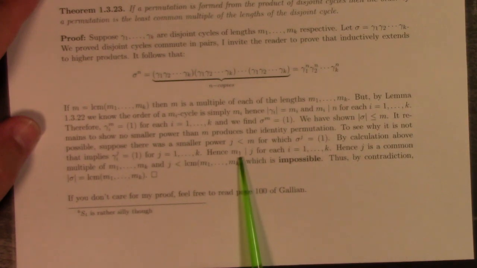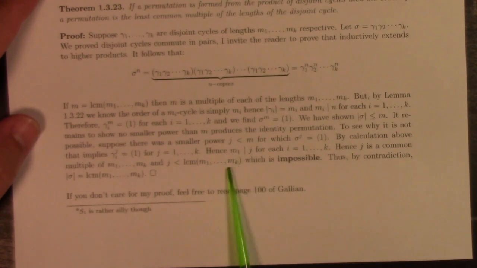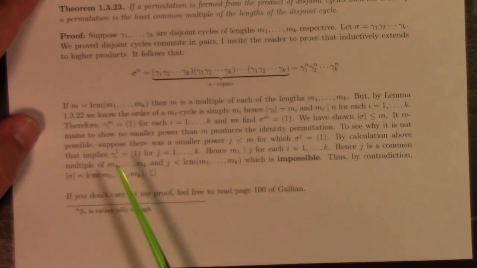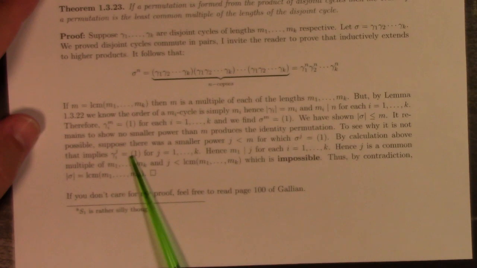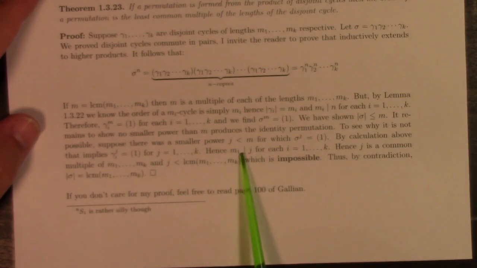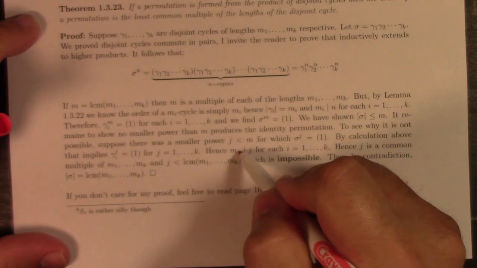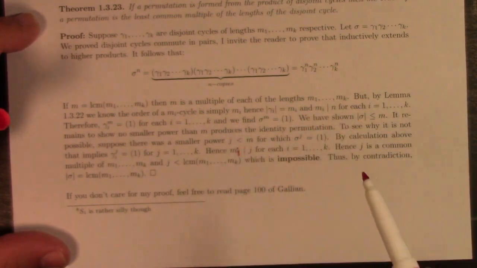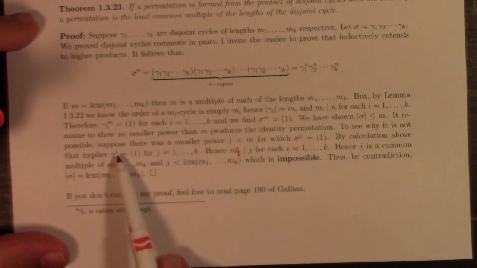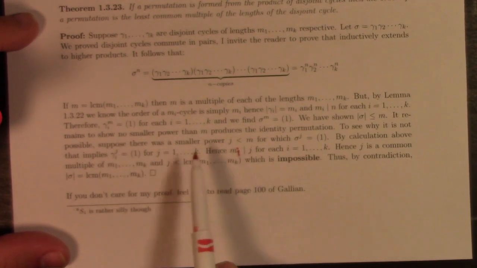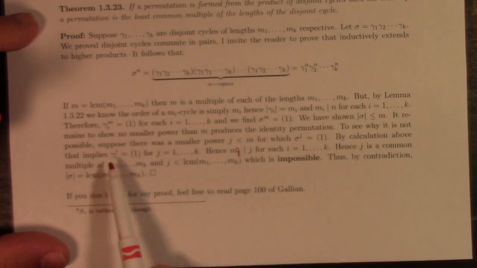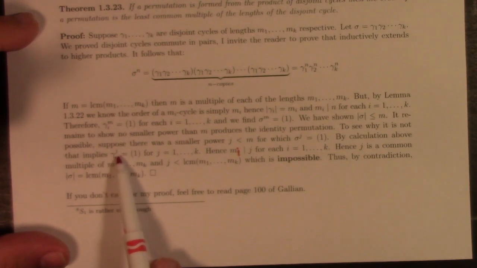I think that may be a typo. Let's see here, by the calculation above, gamma i. You know what that is? That's supposed to be an m sub i. That would make way more sense. So if this is equal to 1, that means j must be a multiple of mi, because mi is the least power for which gamma i raised to the mi gives you back the identity.